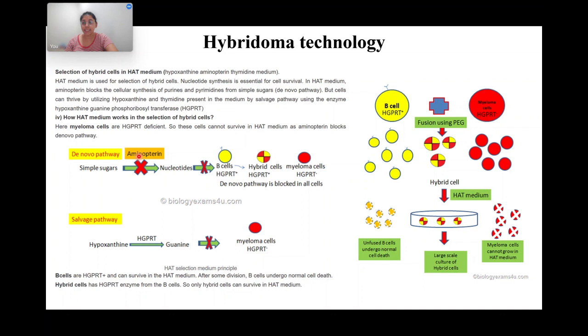So we'll go over these one by one. The first is precipitation reaction. It is very easy to understand: if you have, in a solution, an antigen-antibody complex formation and that becomes a precipitate, that gives you an idea that there is a presence of antibody for that antigen.